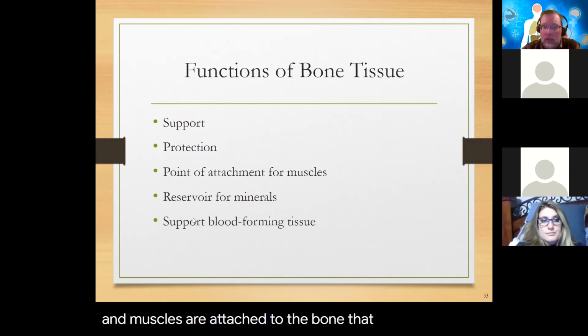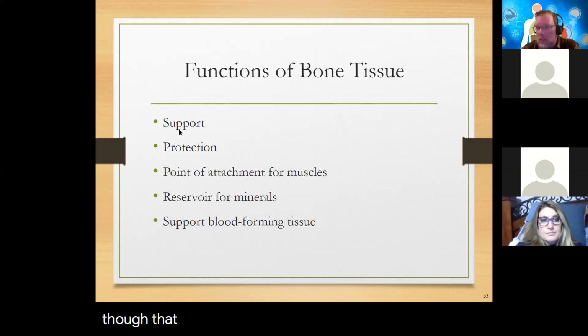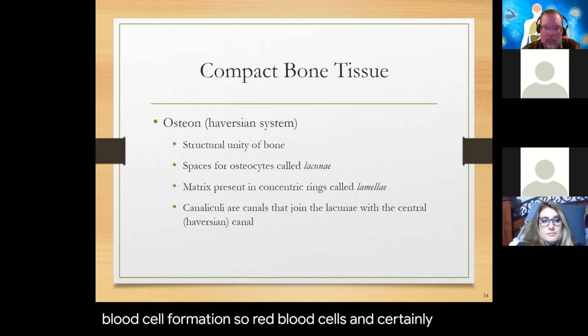That last bullet, though, that may be one that is new to some of you, is that bone tissue assists and aids in blood cell formation. So red blood cells and certainly some white blood cells and platelets are going to be formed in bone. I'm not going to spend too much time on this. We'll spend plenty on it next week, but we do have all kinds of action.